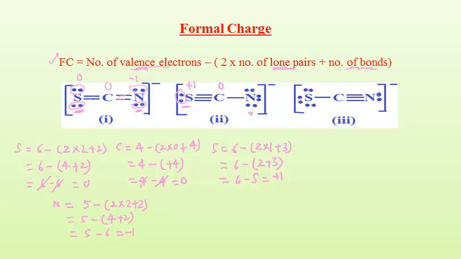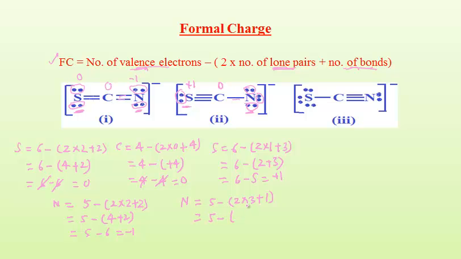Well, now we calculate the formal charge over this nitrogen atom, and nitrogen obviously has 5 valence electrons minus 2 multiplied by number of lone pairs. It has 3 lone pairs. We mentioned here 3, and plus number of chemical bonds formed by this nitrogen atom. It forms only 1 chemical bond. I mentioned here 1. We do the calculation.